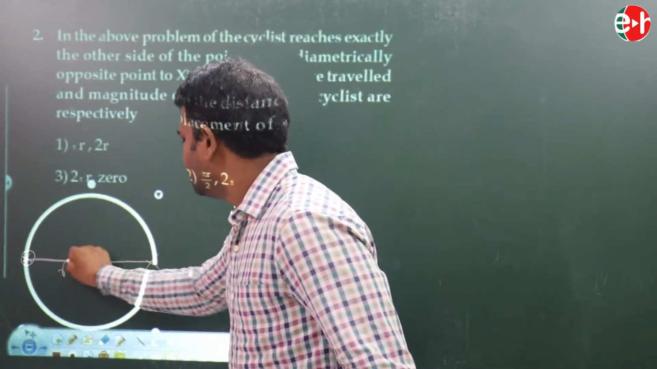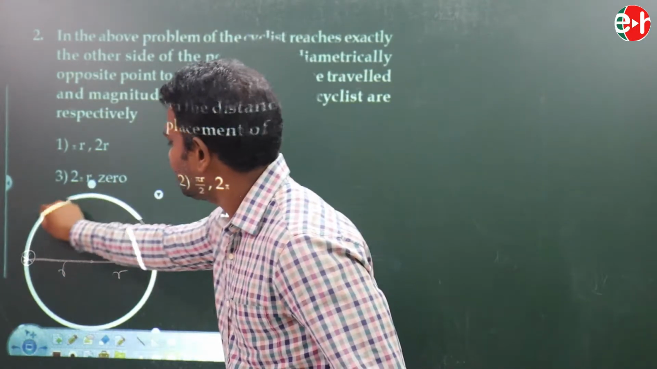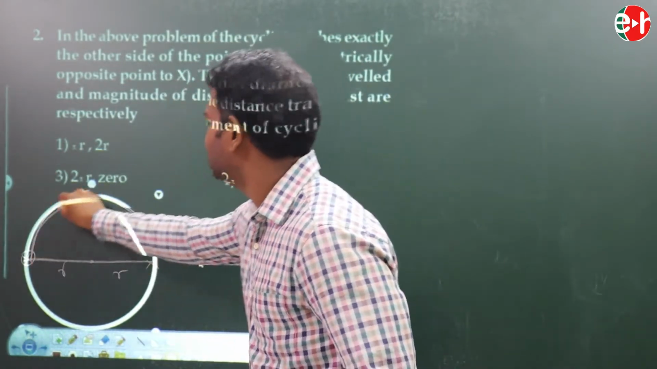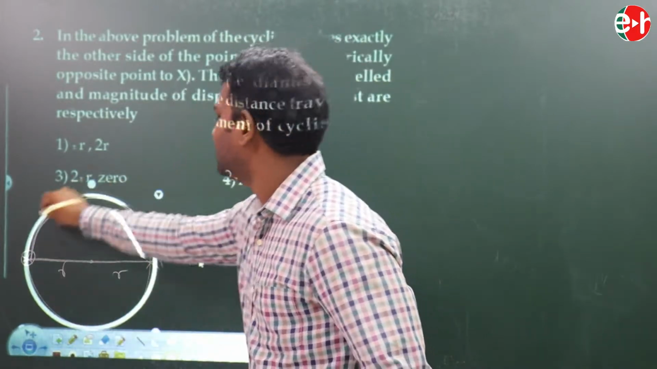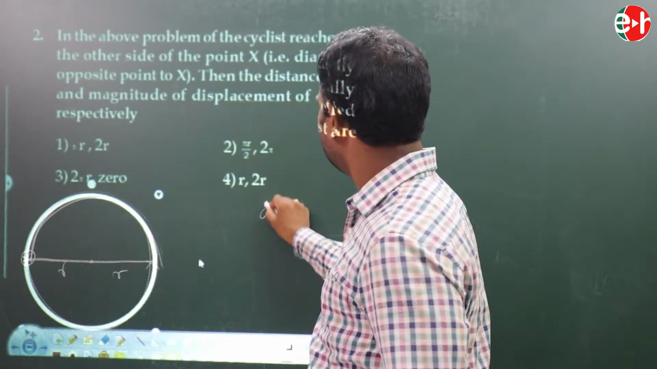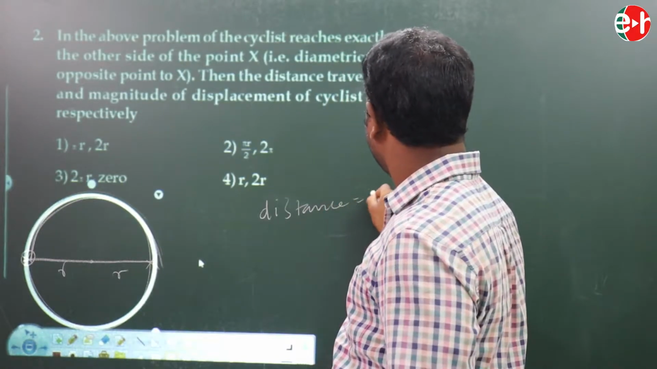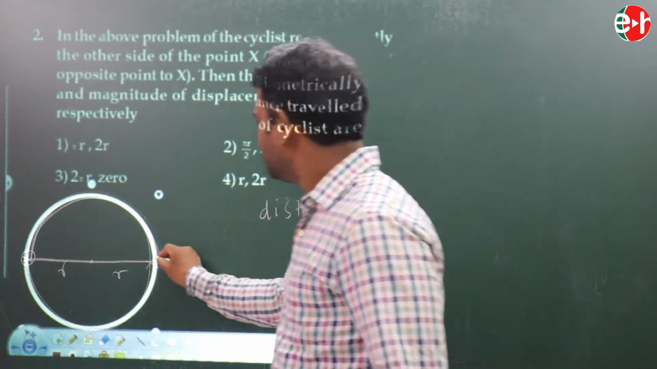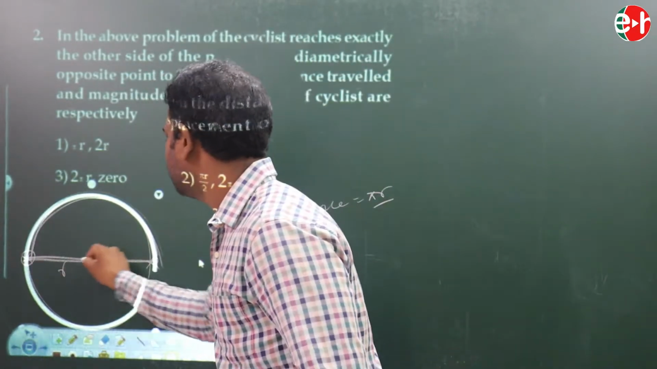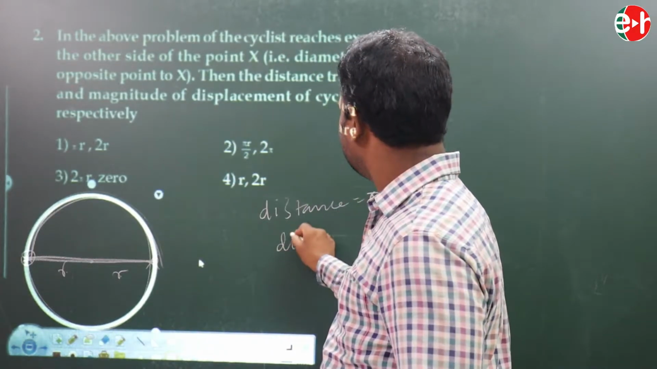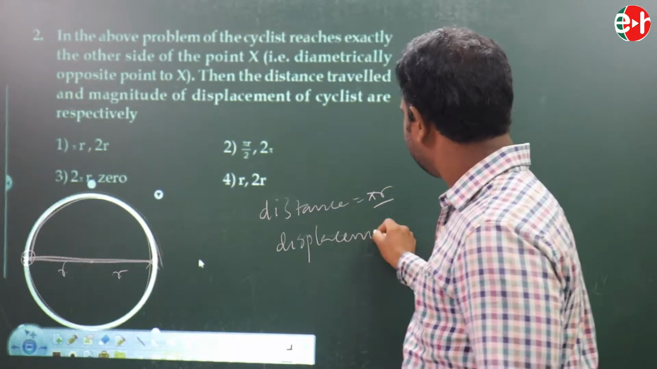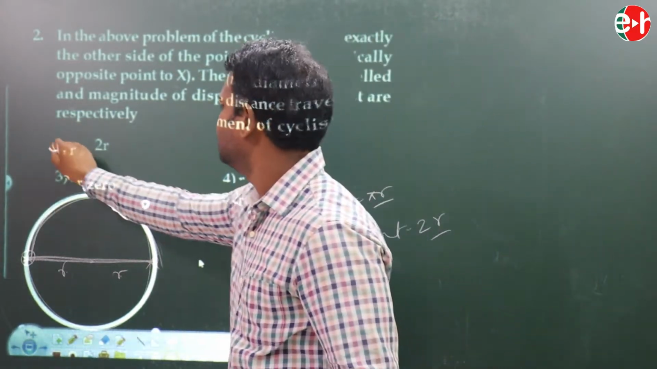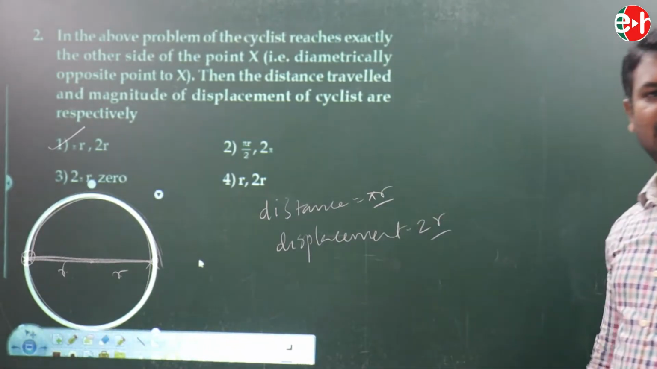This is R, this is R, and this is the circumference. The distance is half of the circumference, because the full circumference is 2 pi R, so half is pi R. So the distance will be pi R. And what about the displacement? It is the shortest path between the initial and final points. From here to here is the shortest path. This is R and this R, total 2R. So displacement is 2R. Our answer is pi R comma 2R.